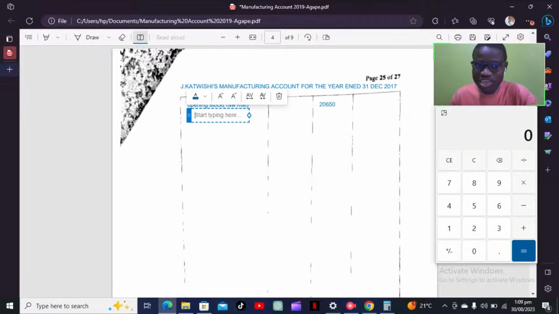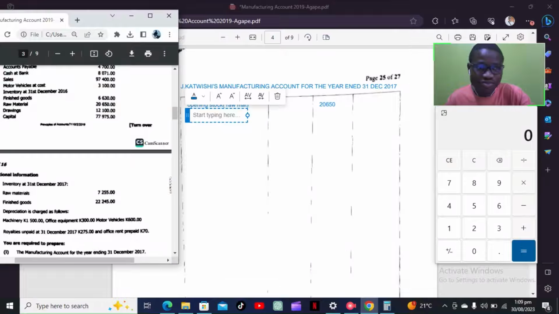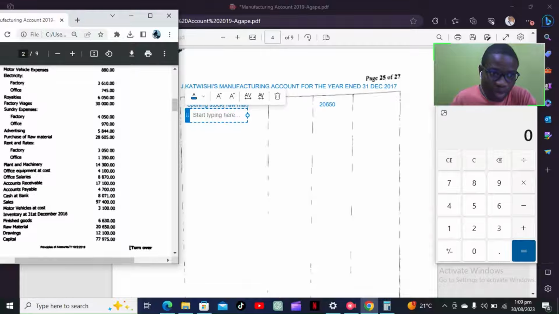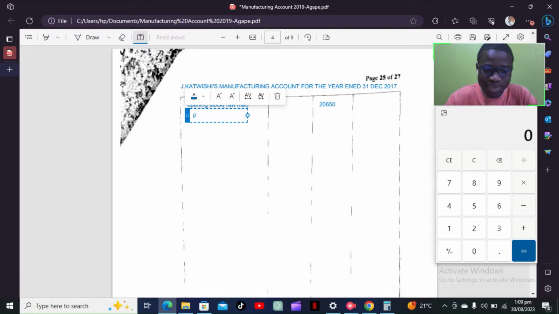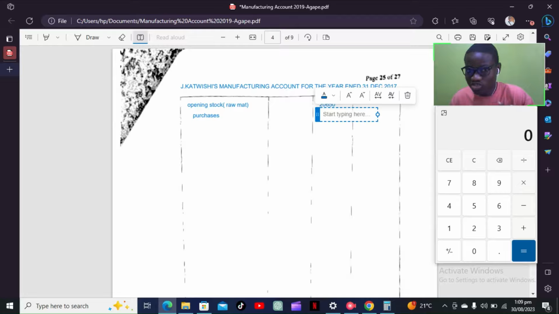Then from there, it's simply more like you're calculating the trading account. From opening stock, you go to purchases. Here we're mainly looking at purchases for the factory, which was the purchase of raw materials. We're simply talking about raw materials, not finished goods, because we're trying to produce this good. So how much was the purchases figure? It was 28,605.